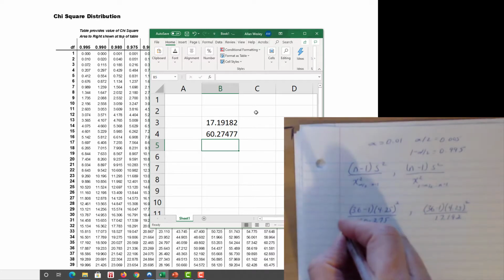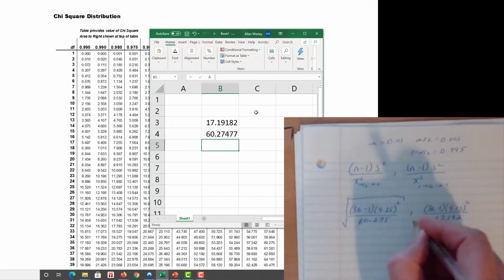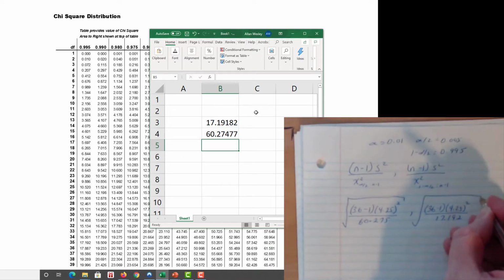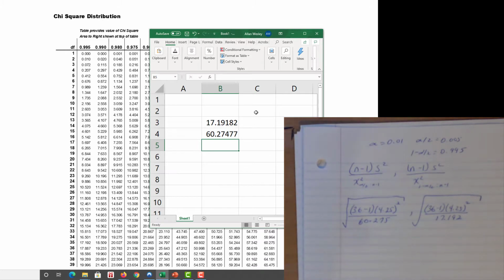So if we want the confidence interval for the standard deviation, we have to take the square root of both sides. Okay. Remember, as we go from variance to standard deviation, we take the square root of the variance to get the standard deviation. Just like when we were calculating variance way back in your first stats class, you first found the variance, then did the square root to get the standard deviation.